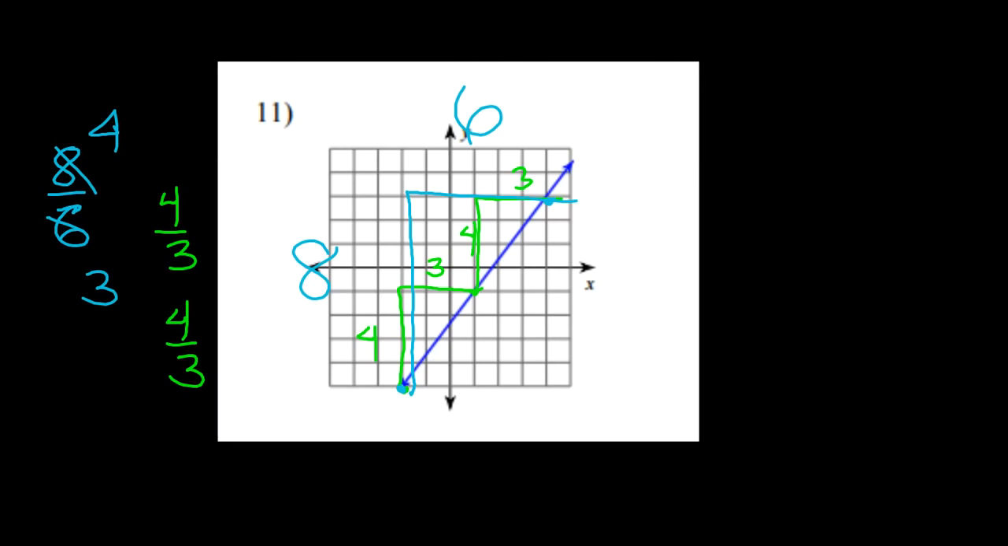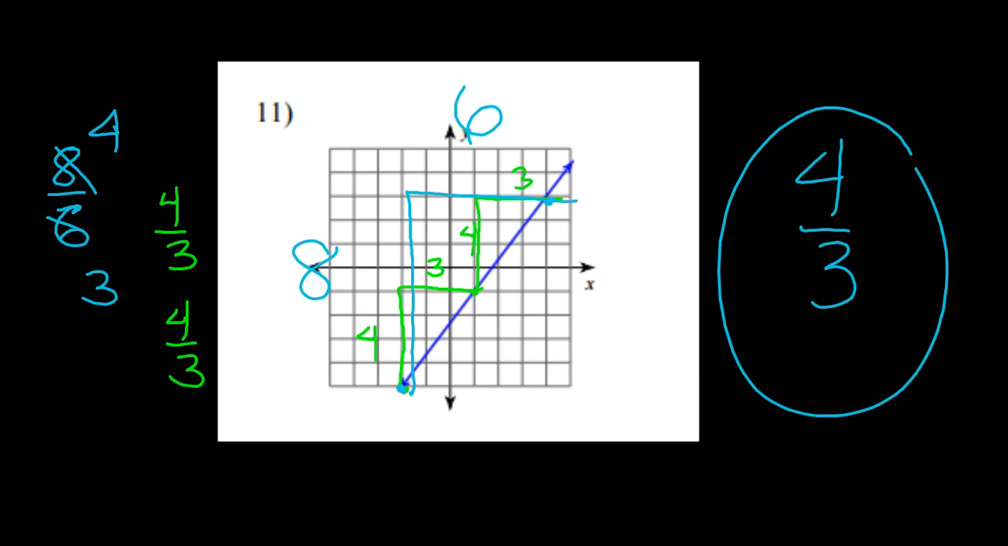So no matter which 2 points I pick along this line, because it is linear, because it has the same slope all the way across it, it's going to have a constant rate of change, and I'm going to be able to find that rate of change. So my final answer there was 4 over 3. That was our rate of change.